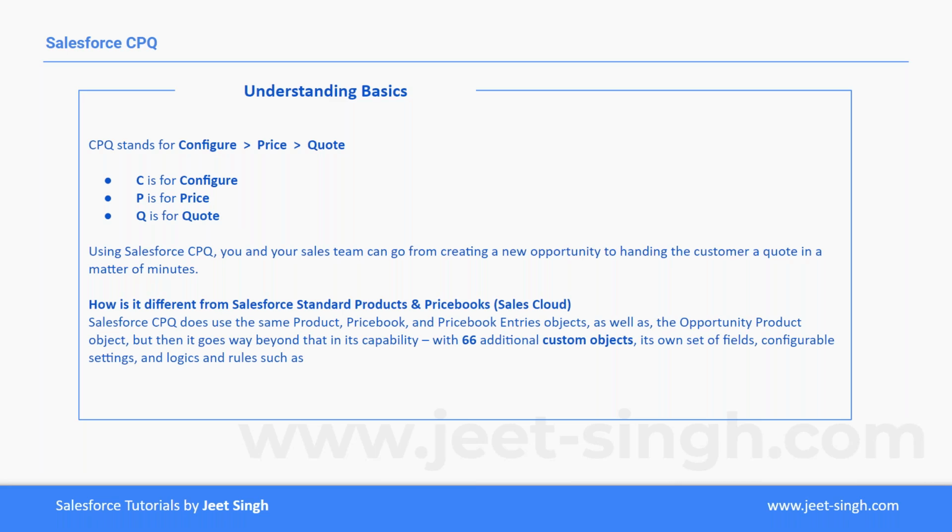Salesforce CPQ does use the same product, price book, and price book entries objects. So these are all standard objects: product, price book entries. CPQ is also using these standard objects, as well as the opportunity product object. Opportunity product is basically adding products to the opportunity, the junction object between opportunity and product. So CPQ uses these standard objects, and the base objects remain the same.